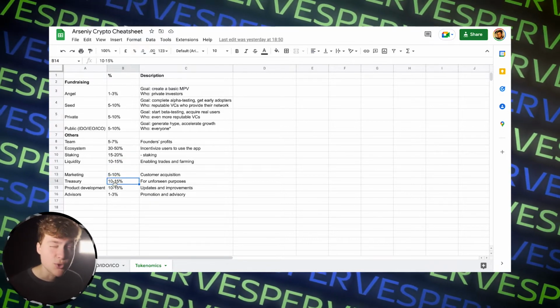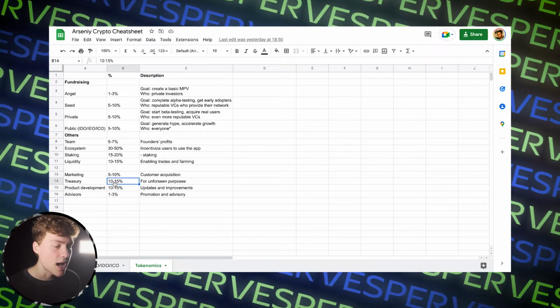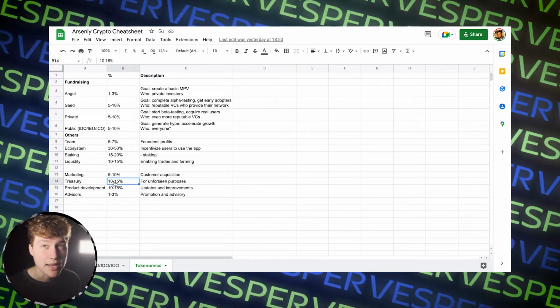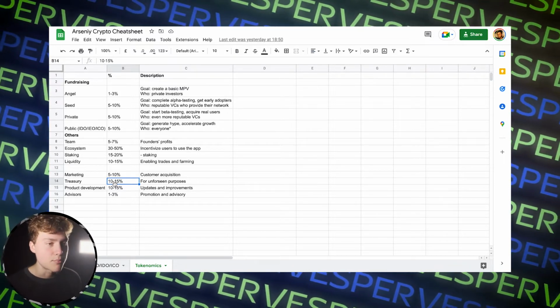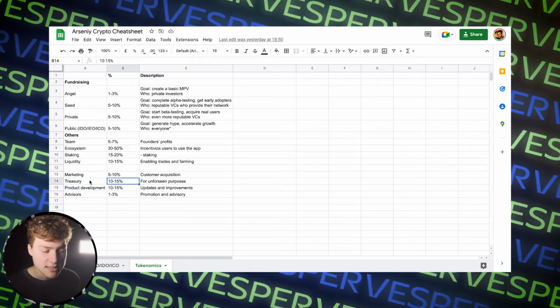Some of them might have a treasury. I mean, it doesn't happen that often, but usually these are just the tokens for unforeseen issues and purposes that might happen, where the project might have like a burning desire to do a really big marketing campaign. But again, this doesn't appear that often.